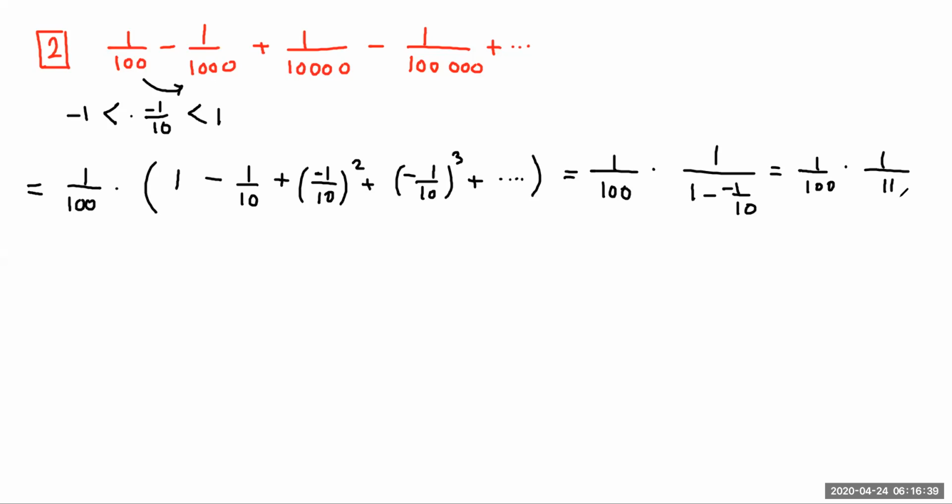So it's 11 over 10. So after cancellation, you will have here 1 over 11 times 10. So 110.